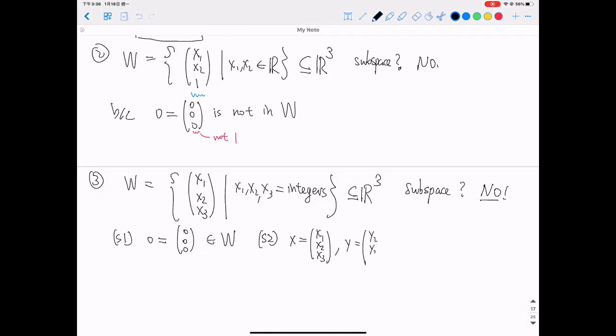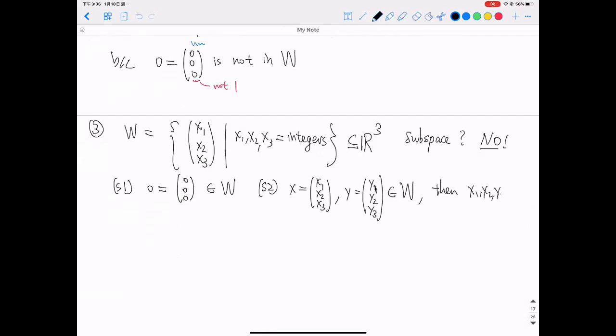Now, if you have two vectors, x and y, in W, then that means that the x's and the y's are all integers. Then you look at x plus y, which will be the vector with three entries, x1 plus y1, x2 plus y2, x3 plus y3. Because the x's and the y's are all integers, x1 plus y1 is an integer, and likewise for the others. So x plus y is in W.